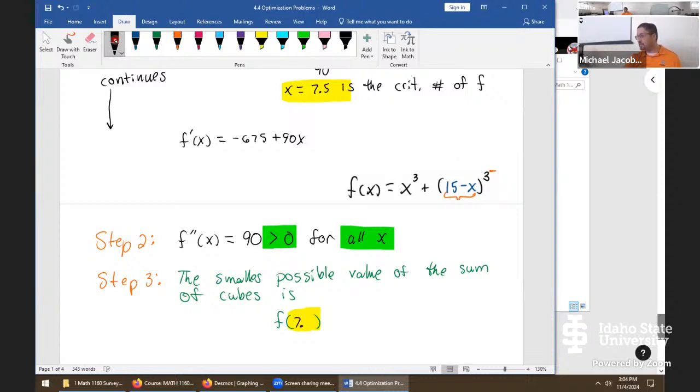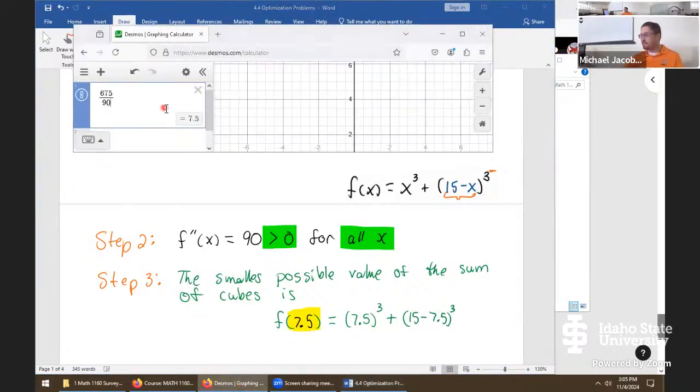The smallest possible value of the sum of cubes is f at 7.5. That means we're plugging 7.5 in these two locations. 7.5 cubed would go here, plus 15 minus 7.5, cubed would go here from that location, x.